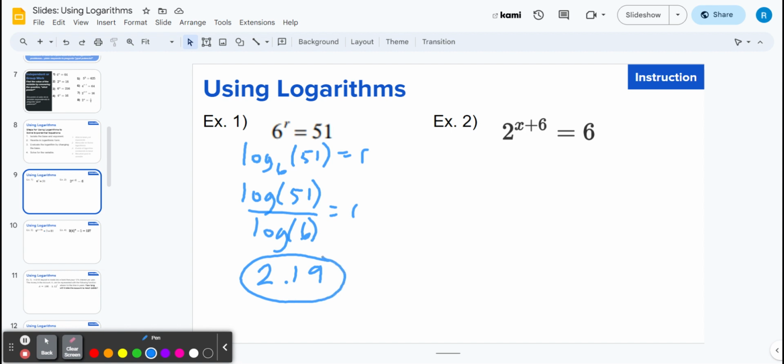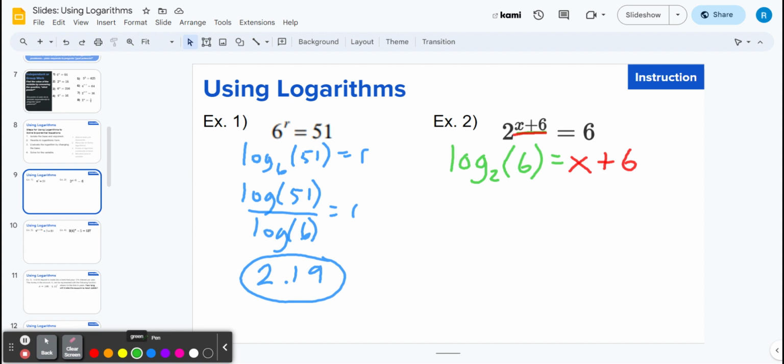Now, we saw this one yesterday, example 2, a little more complicated just because we have this x plus 6 as our exponent. But we're going to go through it the exact same way we did example 1 and go log base 2 of 6. I'll color code this a little better, actually: that x plus 6, our exponent, the entire thing is going to be what our logarithm is equal to.